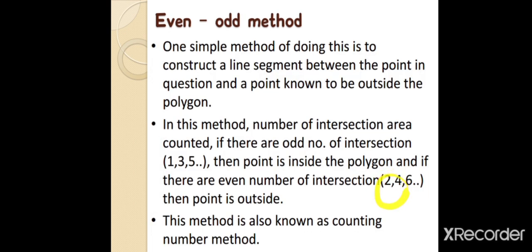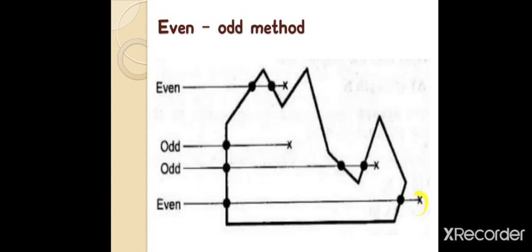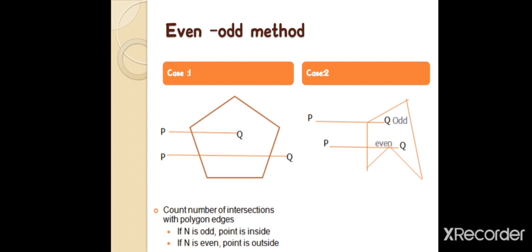2 is an even number. If it is an even number, the point is outside. So here we can say the point is surely outside. This is nothing but the even odd method. But this method has one problem. If our line is going to have an intersection with a vertex, then what will be the case? How many times does that need to be counted?